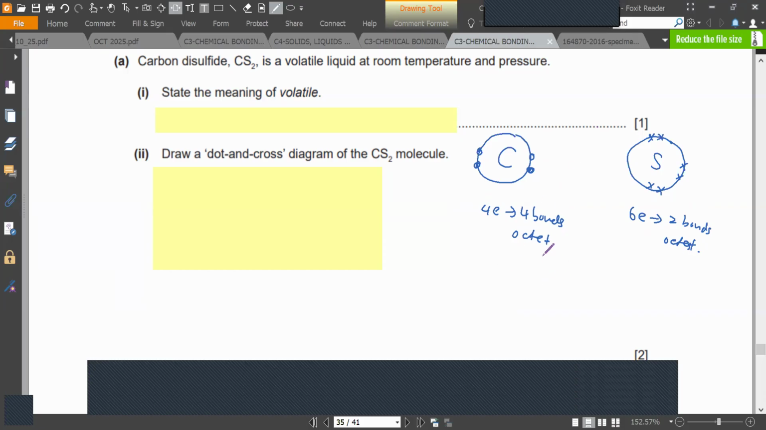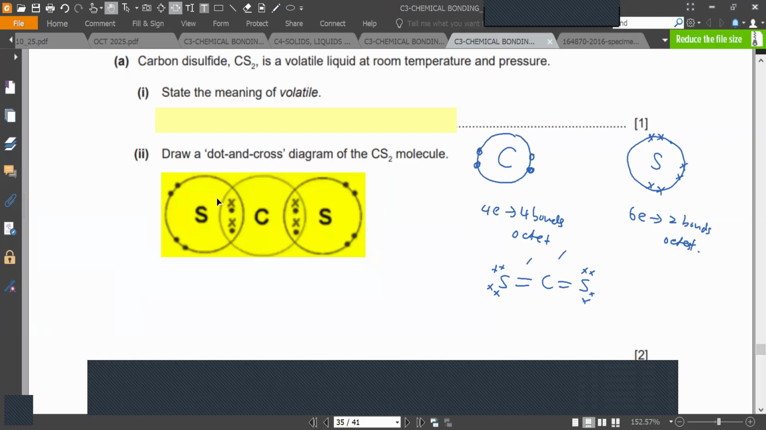So the most ideal way to fulfill these two conditions is to have this. Now carbon is forming 4 bonds, sulfur is forming 2 bonds, and the unbonded lone pairs are still remaining like this. So to draw the proper dot and cross diagram, it will be like this.